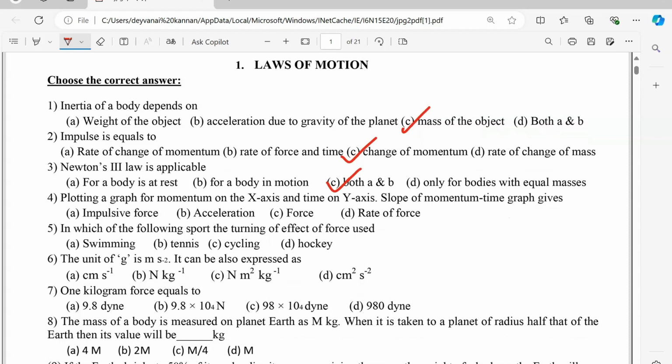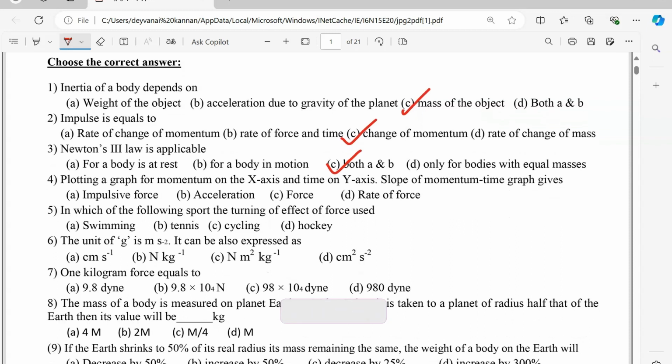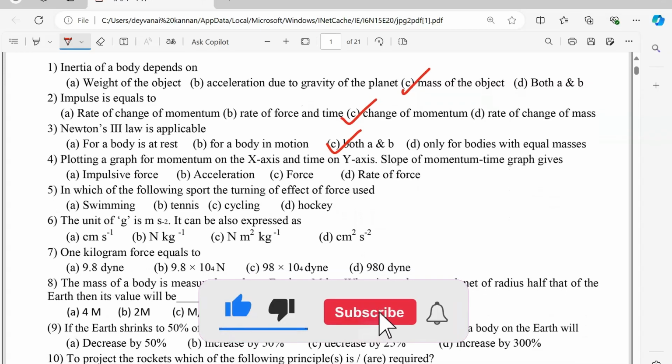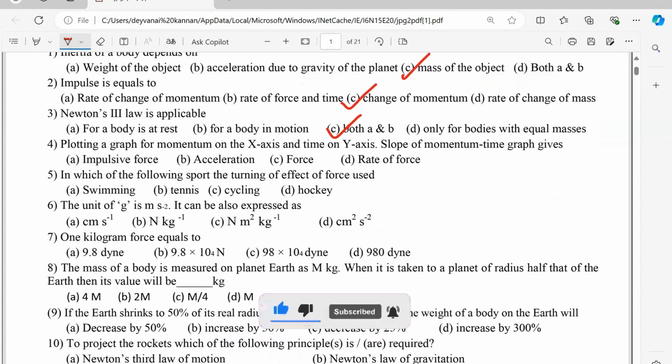C. So plotting a graph with momentum on the x-axis and time on the y-axis, the slope of the momentum-time graph gives force. In which of the following sports is the turning effect of force used? Cycling. The unit of g is m s minus 2. It can also be expressed as centimeter second minus 2. 1 kilogram force is equal to 9.8 into 10 to the power of 4 dyne.